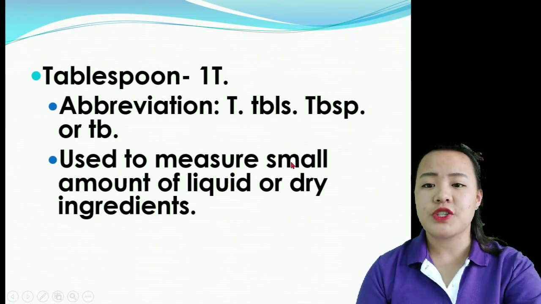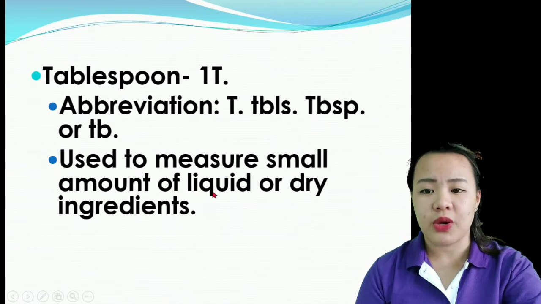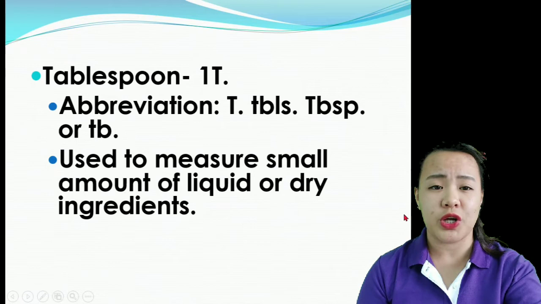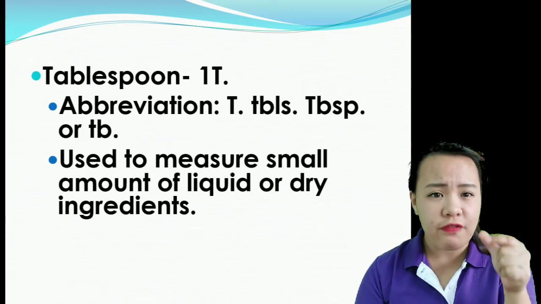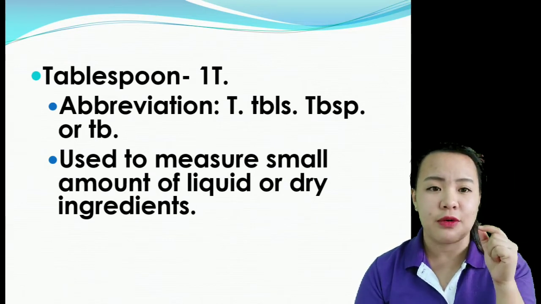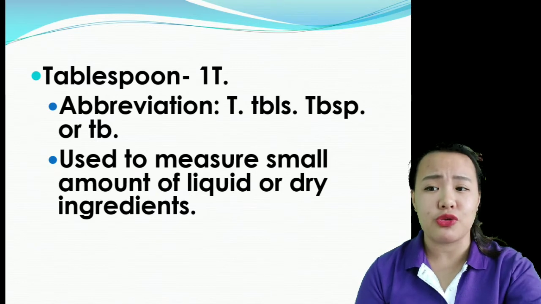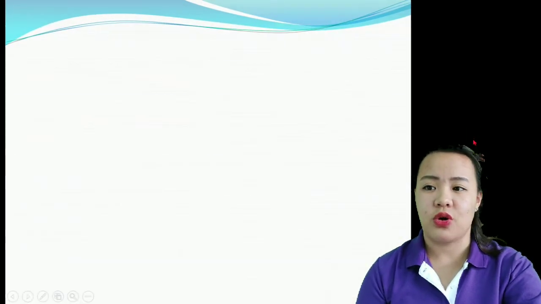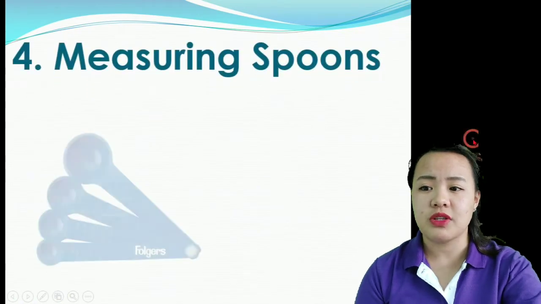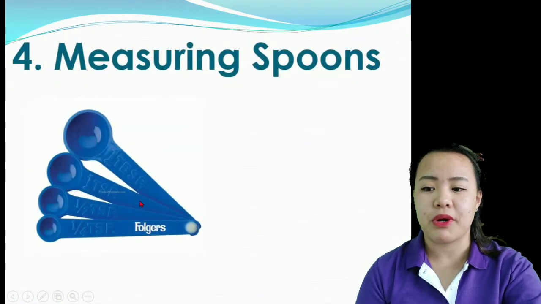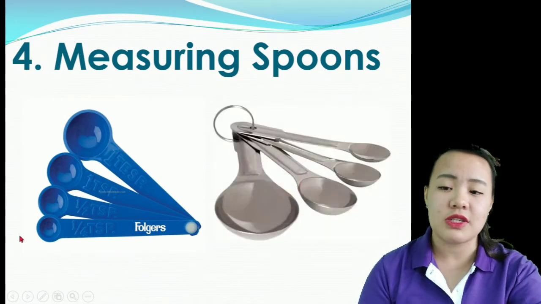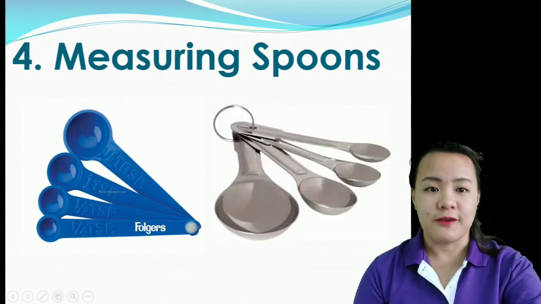Used to measure small amounts of liquid or dry ingredients. So if you want to measure a small amount of ingredients like baking powder, you can use your measuring spoon. Okay, so what is a measuring spoon? This one, for example, is made of plastic and this one is made of metal. Okay, so this is an example of a measuring spoon.